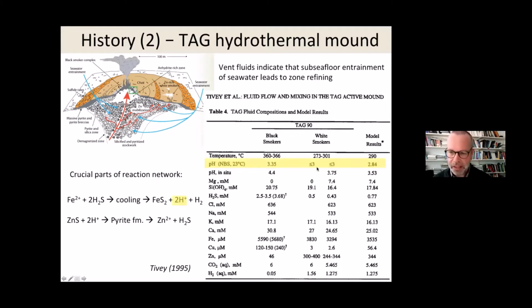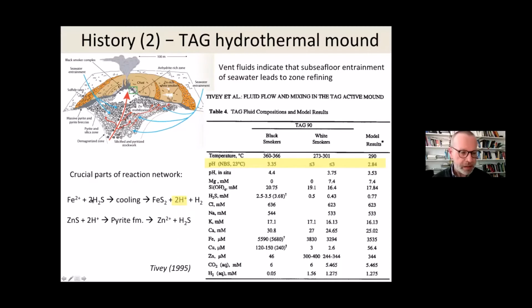What we are looking at here is a table from the paper, and we are looking at the differences between the black smoker fluids here that vent in the center of the sulfide mound and are hot, and the white smoker fluids, which vent from a more peripheral part of the mound, and they are substantially colder. So we are looking at the compositional difference in terms of pH, and we see the white smoker fluids are lower in pH.